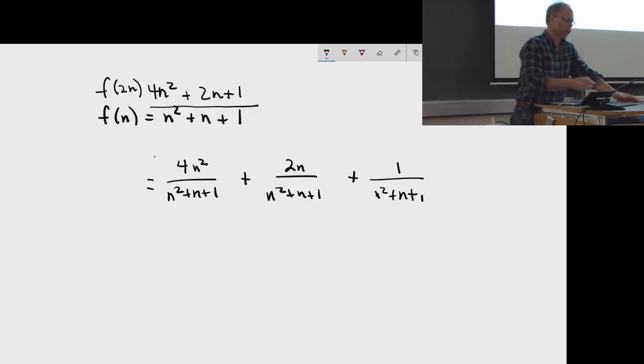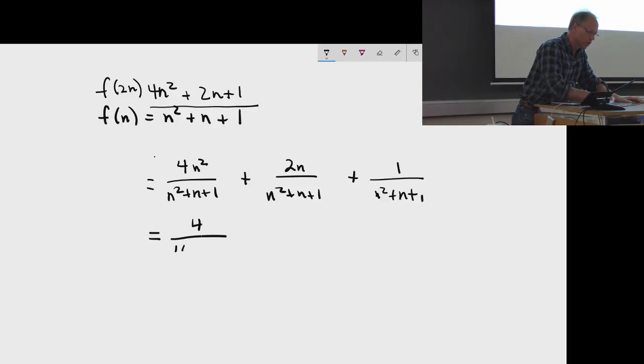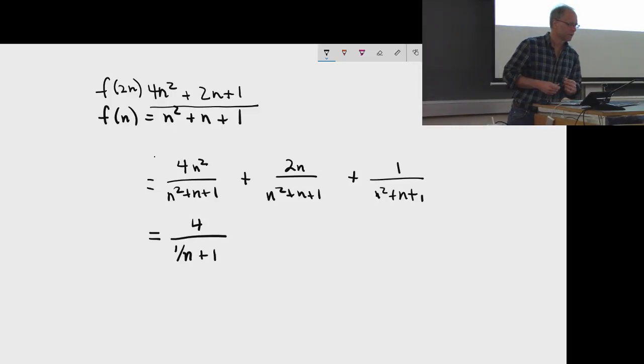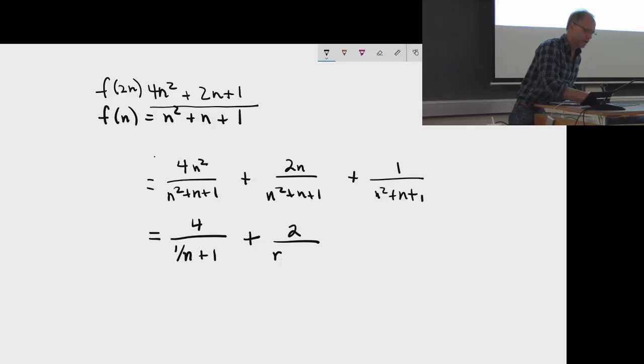Okay? And we keep doing this. Let's see, divide through by n squared. For the first term, the top divided by n squared gives us 4 over 1 plus 1 over n squared. Okay. And for the second term, if I divide through by n, I get 2 over n plus 1 plus 1 over n. And over here, I've got the same thing, 1 over n squared plus n plus 1.